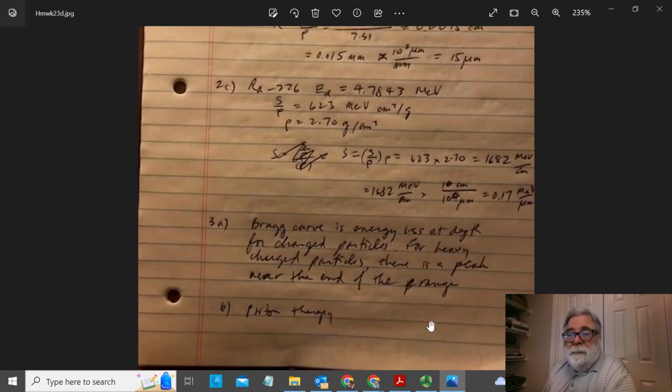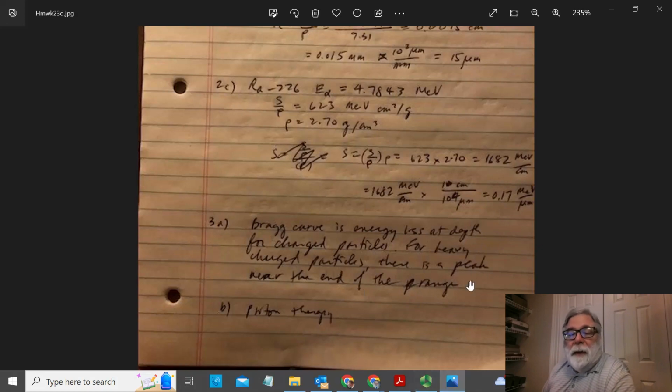The other thing about it is, for heavy charged particles, the peak is at the end of the range. The nuclear interactions tend to be comparable or larger than the electron interactions. So a lot of the energy that's contributed at the end of the range, at low kinetic energy of the alpha particle, is from nuclear interactions, not just from electron interactions.